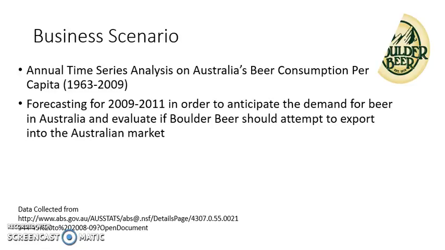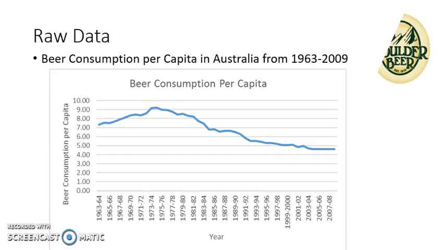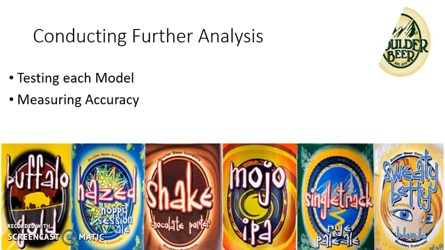We used time series data from 1963 to 2009 to study the past trends of beer consumption per capita in Australia. Then we used various forecasting techniques to predict how those trends will continue in the future up until 2011. Upon looking at the initial raw data, it looks like the overall beer consumption per capita is declining over time. However, it's necessary to conduct a deeper analysis to truly see if the beer consumption is on decline in Australia.